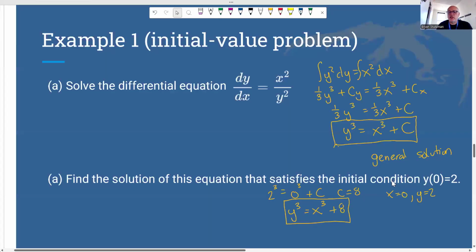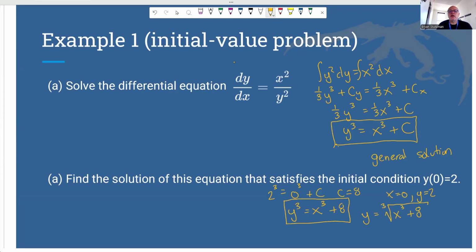Now, this is an equation where we can solve for y because it's easy to take the cube root of both sides. y is equal to the cube root of x cubed plus 8.